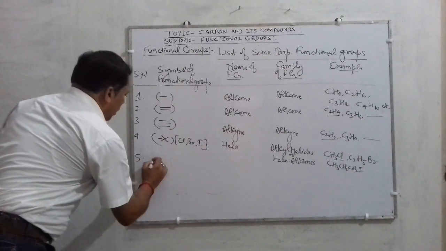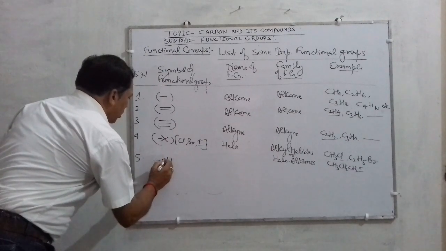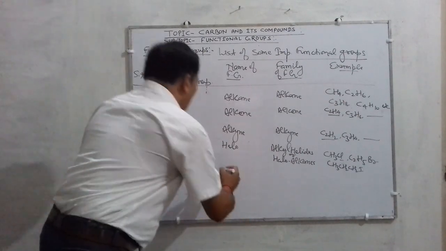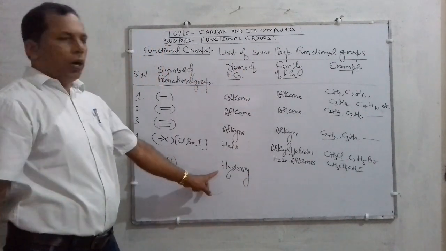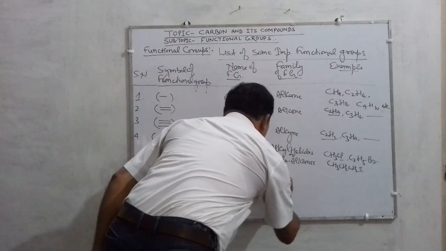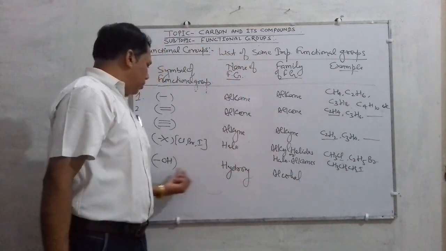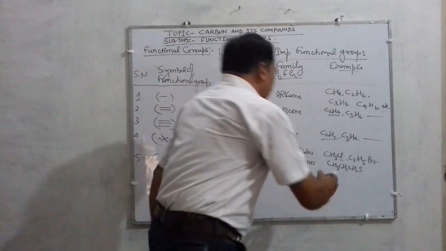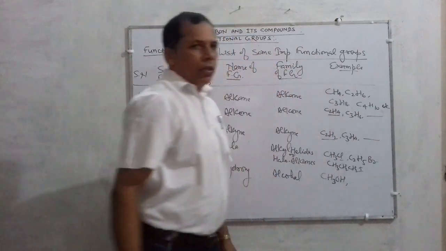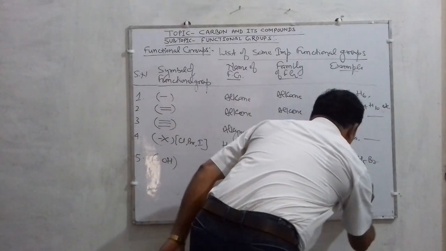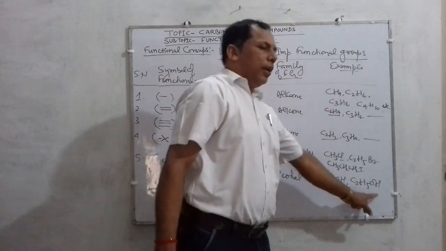Next function group is OH. Right, children? Next function group is OH called hydroxy. This name of function group is called hydroxy, and in family it is called an alcohol. Must remember this: OH, hydroxy, alcohol. For example, suppose you are writing CH3OH, methyl alcohol. You are writing C2H5OH, ethyl alcohol, or you are knowing methanol and ethanol.